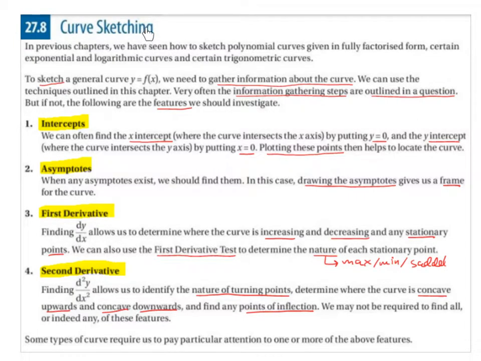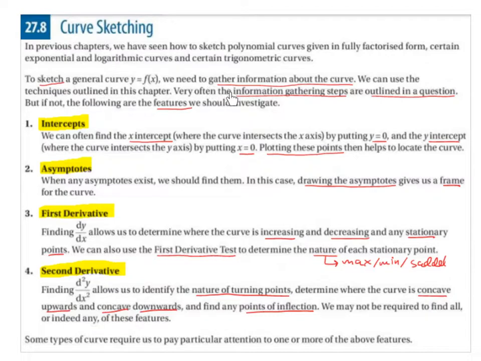Curve sketching. In previous chapters, we've seen how to sketch polynomial curves given in fully factorized form, certain exponential and logarithmic curves, and certain trigonometric curves. To sketch a general curve y equals f of x, we need to gather information about the curve. We can use the techniques outlined in this chapter.